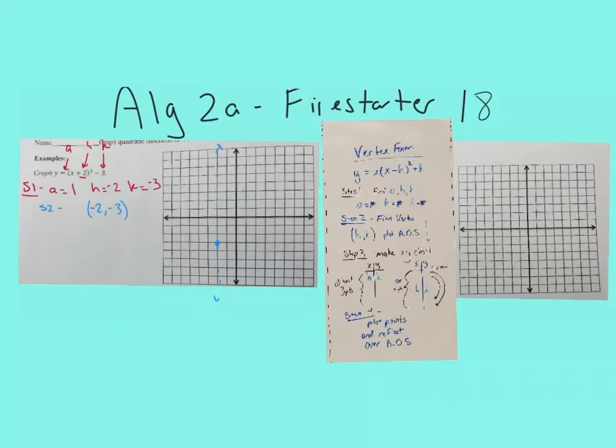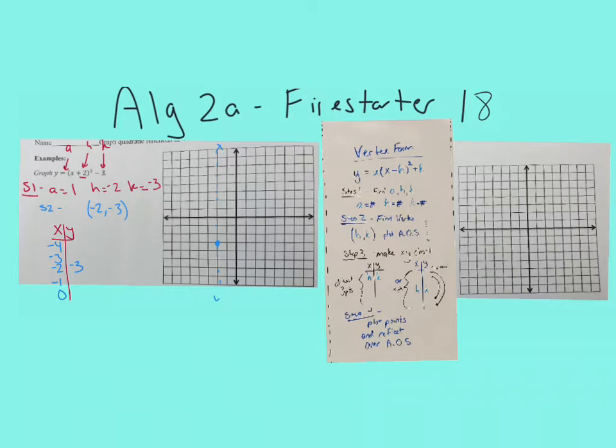Either way, we'll get the same 5 points. So now I'm going to make my XY chart. And like I said, I like to use a bigger XY chart, and I put negative 2, negative 3 in the middle. Now I add 1 to get negative 1, I add another 1 to get 0, I take 1 away, I take 1 away. Alright. So now I'm going to plug my points in.